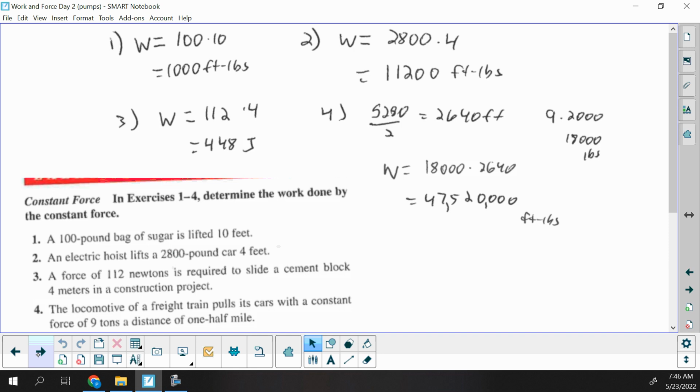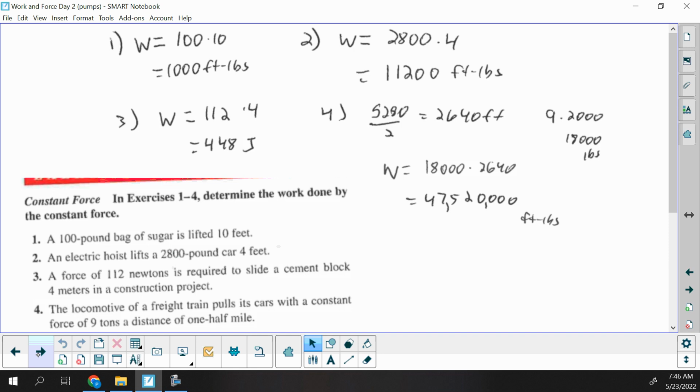First ones were all going the same distance, so it's just a force times the distance. 100 times 10 for the first one for 1,000 foot-pounds. 2,800 times 4 for 11,200 foot-pounds. In 3, we were working with metric, so we had 112 times 4. You could either say Newton meters or joules for that 448.